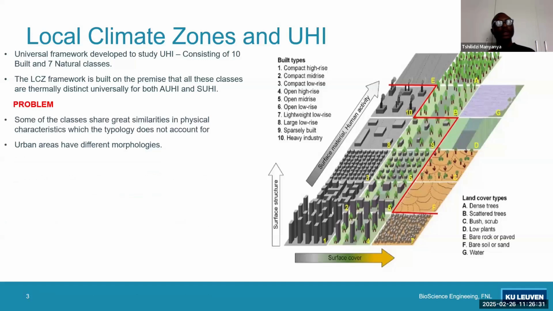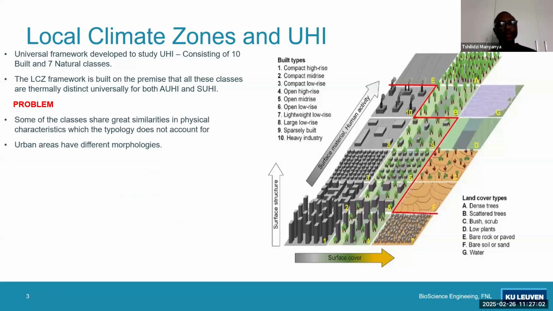But the challenge comes in that some of these classes share great physical similarity, which the typology does not account for. Secondly, urban areas have different morphology. For example, how a compact low-rise appears in Cape Town is not necessarily how it is going to appear in East London.